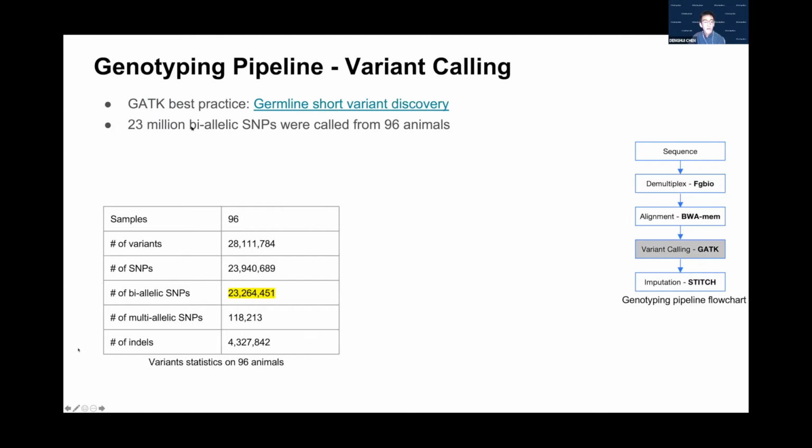So we follow the GATK best practice to do the variant calling. I'm not going to go into the details, but here's the result. We are able to call 28 million variants, and 23.9 million of them are SNPs. Inside there are 23.2 million biallelic SNPs, which is pretty good based on the initial 96 animals that we have.